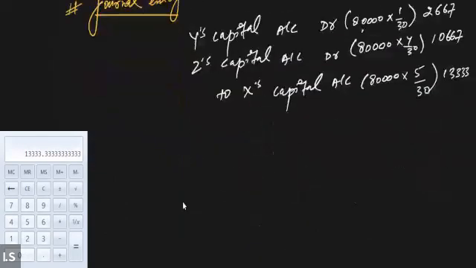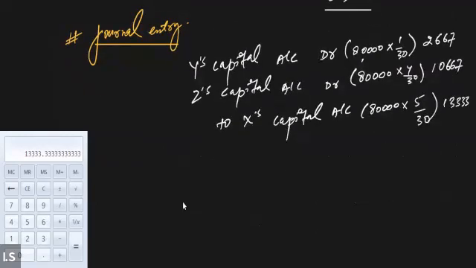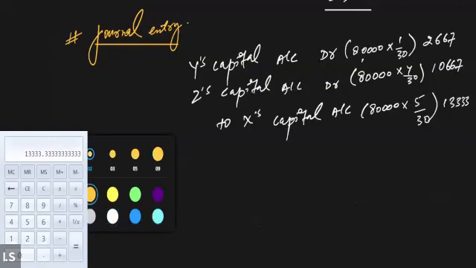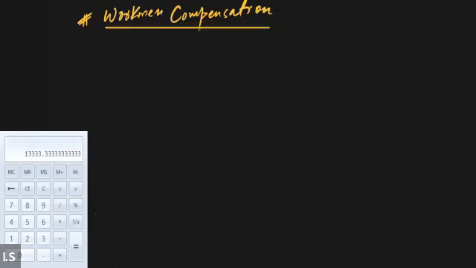All right, everyone. So this was all about the treatment of the accumulated profit reserves and the losses. Now we will be talking about one more concept, which is the workman compensation. So put the next heading in your notebooks: Workman compensation.